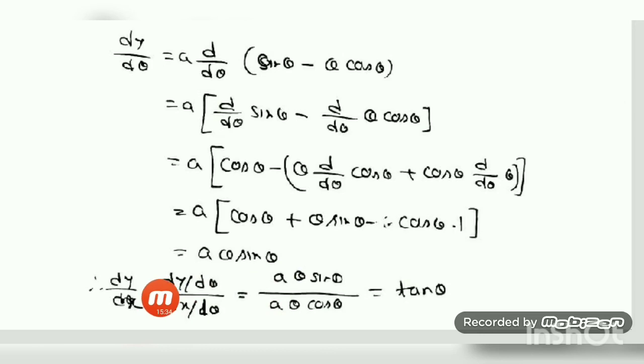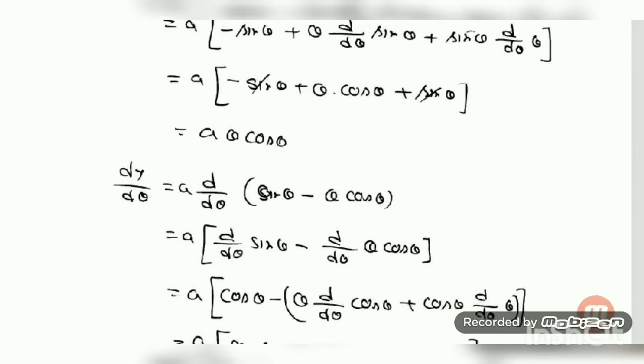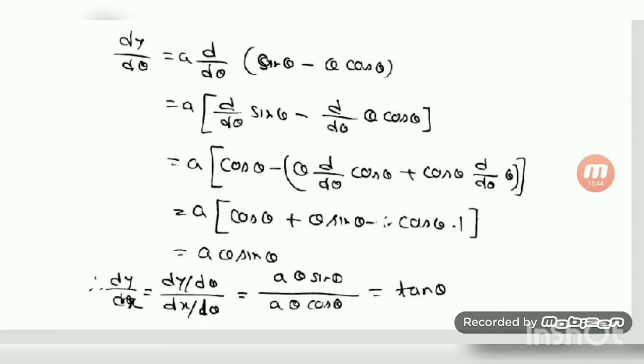So putting both the values, dy/dx equals dy/dθ by dx/dθ. dy/dθ is a θ sin θ, divided by a θ cos θ. So a θ in both the numerator and denominator cancels out. Sin by cos will give you tan θ. Now go to question number 11.